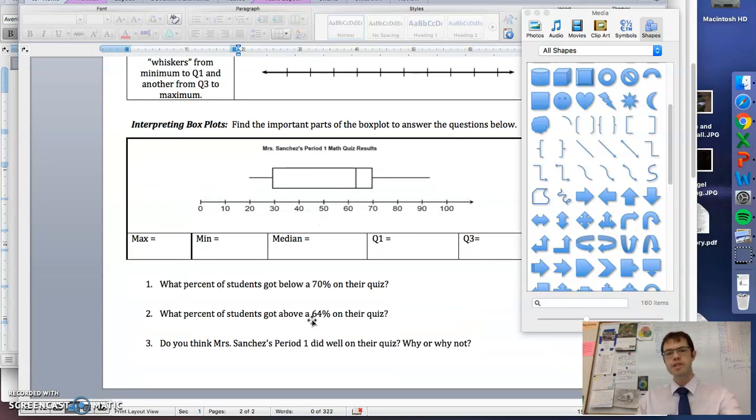There's also some questions here to just make sure that you can read a box plot to see what it means, right? So you should be able to look at this box plot of Mrs. Sanchez's math quiz results and tell me about how the students in her math class did on the math quiz.